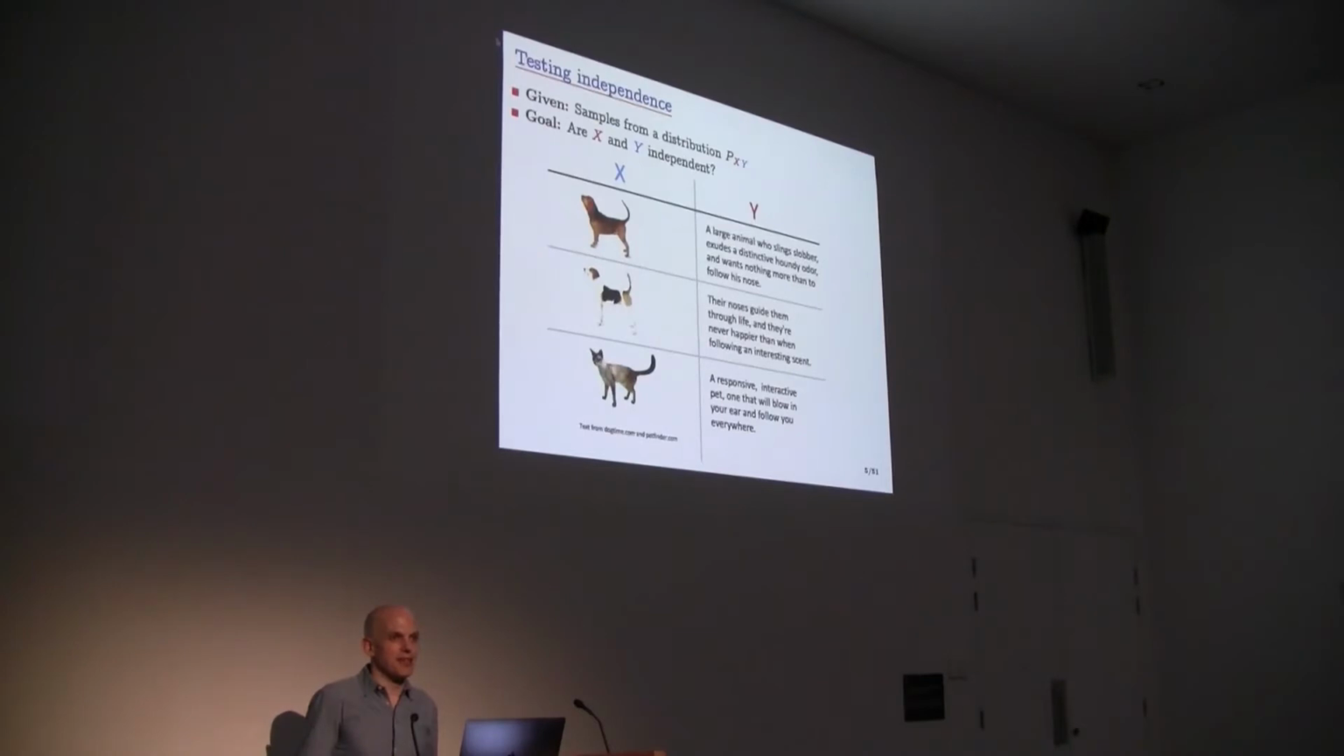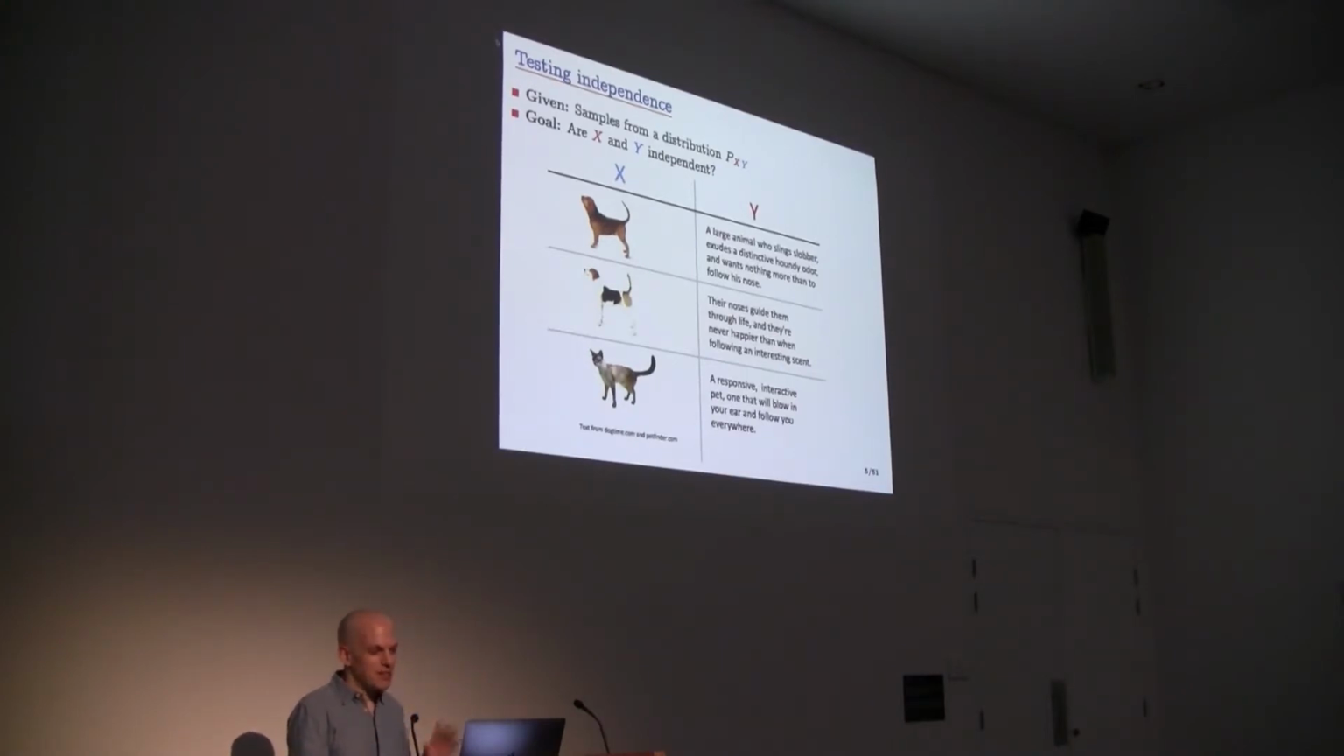Here's a third setting. So in this setting, I have a distribution over two variables, x and y, and I want to determine whether x and y are dependent or independent. So this is a nice example where I've got images and captions. So x is my picture, y is my caption. And so on the top we have a hound dog, and then the caption is an animal saying slobber and exudes a distinctive houndy odor.